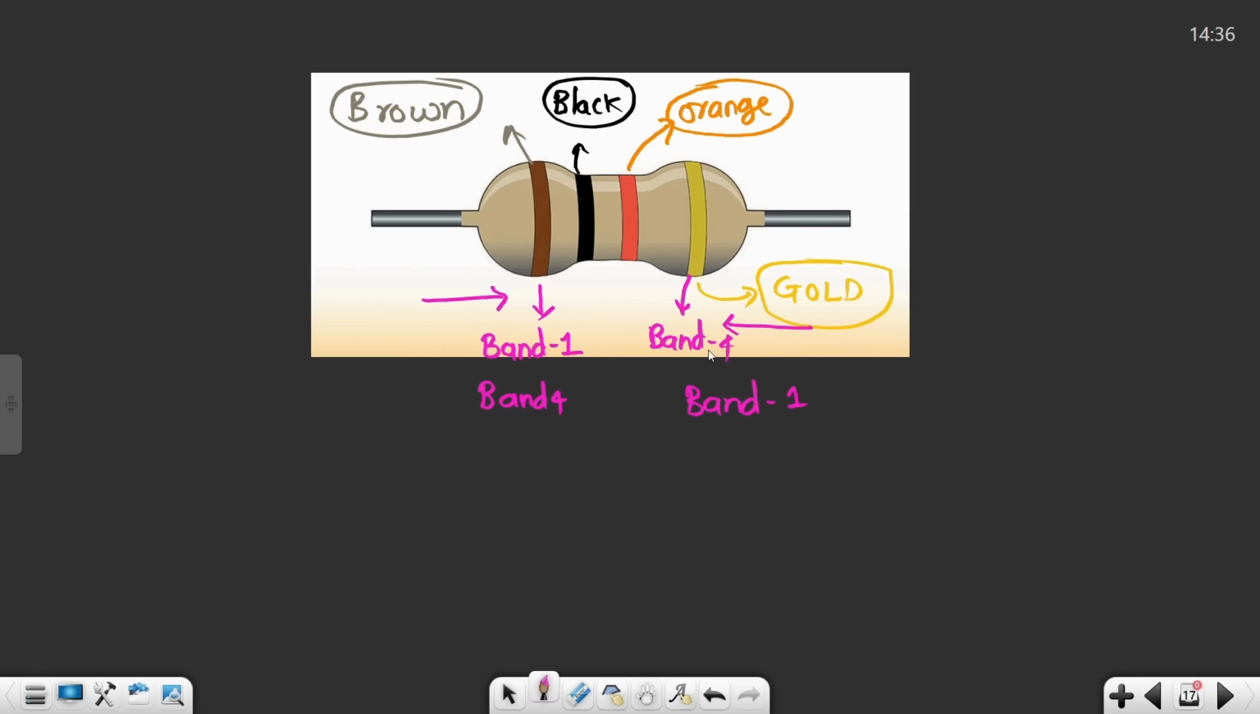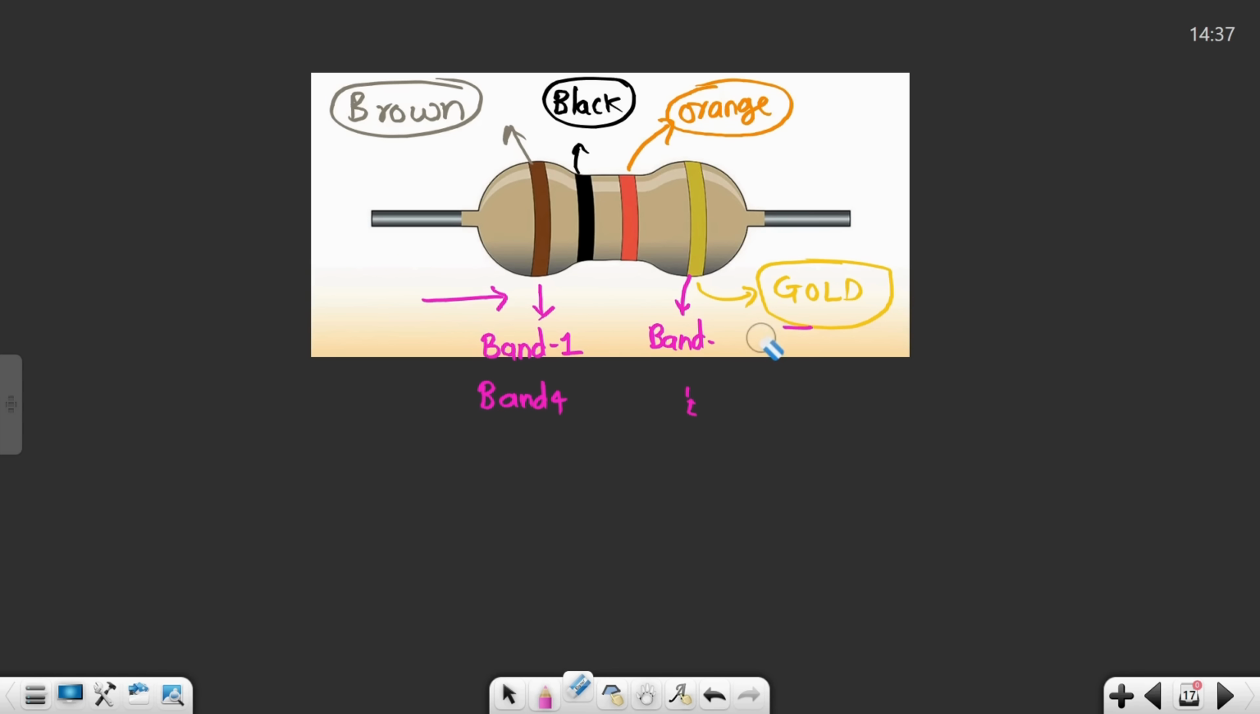I hope you are able to understand this. If I start to give the respective numbers for these bands, and I'm starting from this particular position, then this brown color will be band 1. On the contrary, if I start from the other side, the gold will be band 1. So that's a kind of contradictory, right? So how to identify whether gold is band 1 or band 4, or vice versa?